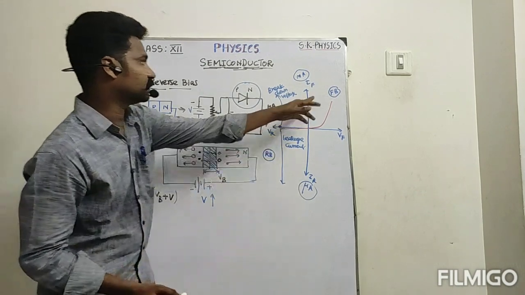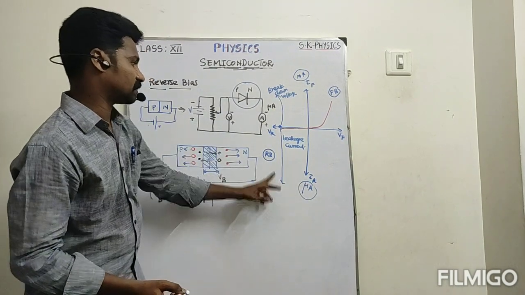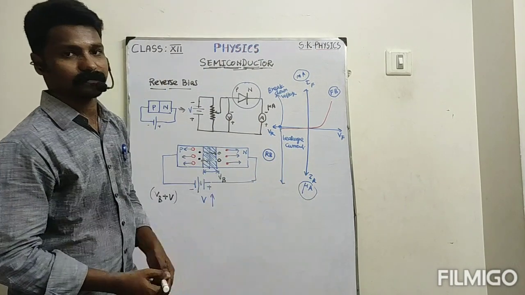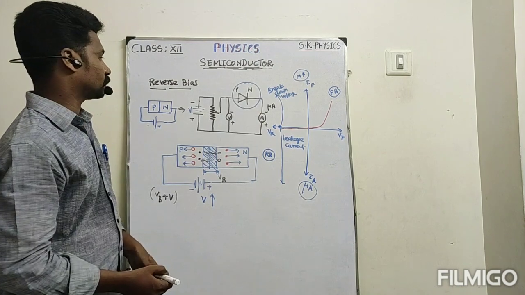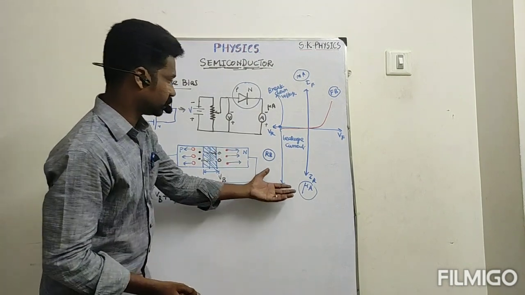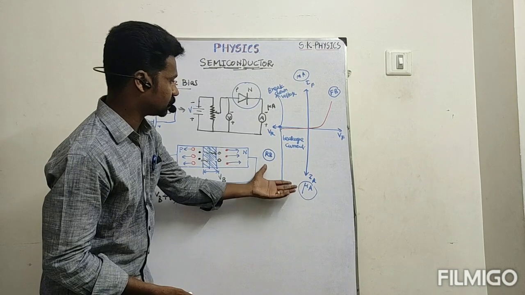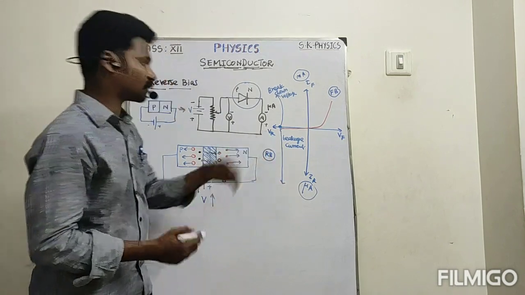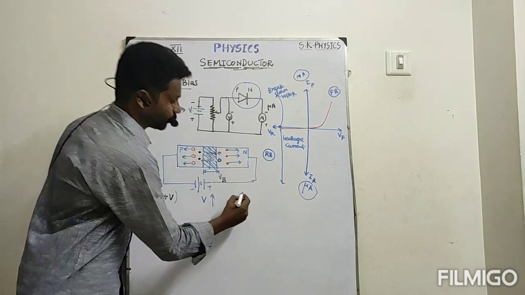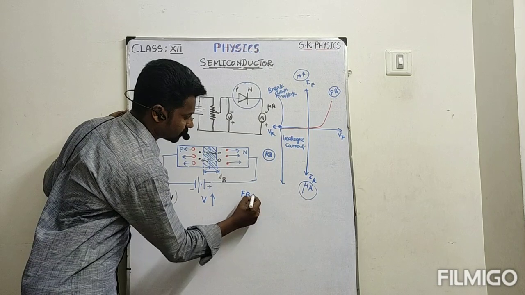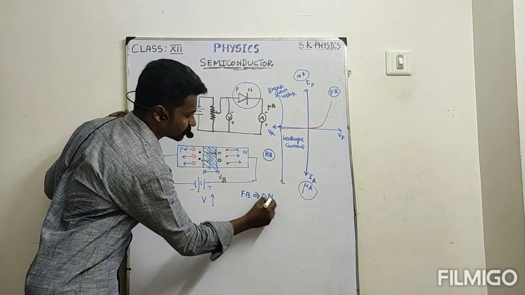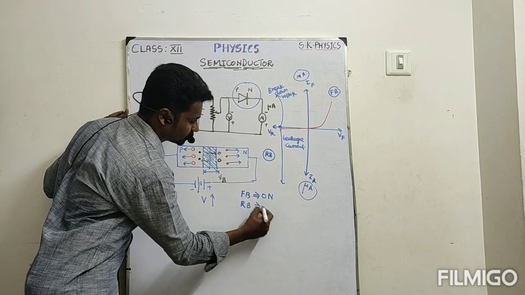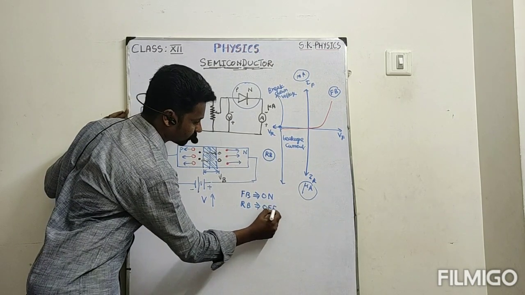Comparing with the forward bias, the resistance offered in the reverse bias is more, because the current value is in microampere and the current is mostly the responsibility of only the minority charge carriers. So the resistance is also higher. We can say that in the forward bias the diode is in the on condition, and in the reverse bias the diode is in the off condition.